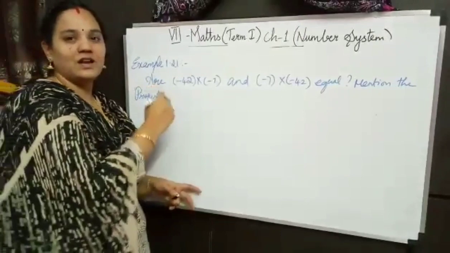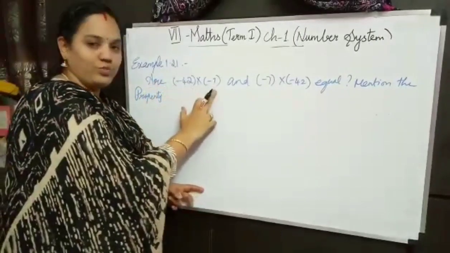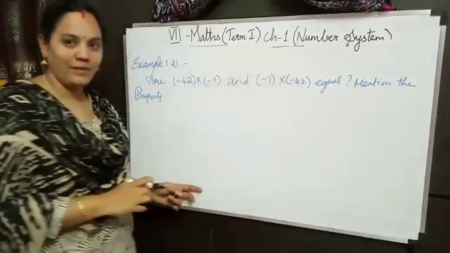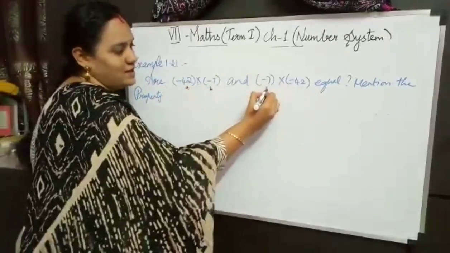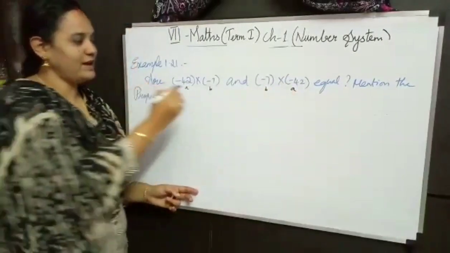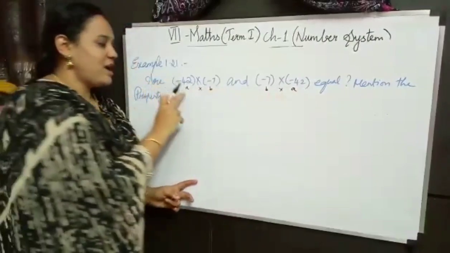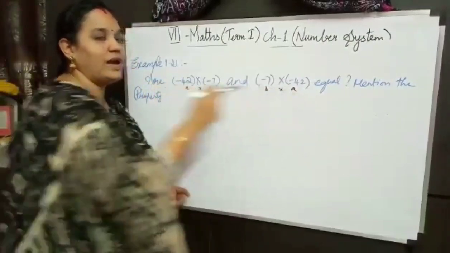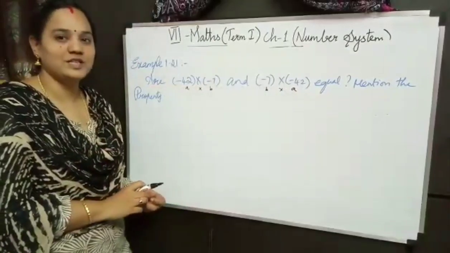After seeing the question itself, we can say this is of the form A into B and B into A. Am I correct? If we assume this as A and this as B, we can say this as B and this as A. Here the operation is multiplication. So what they are asking is, A into B and B into A are equal. Is it clear? So the operation is multiplication.